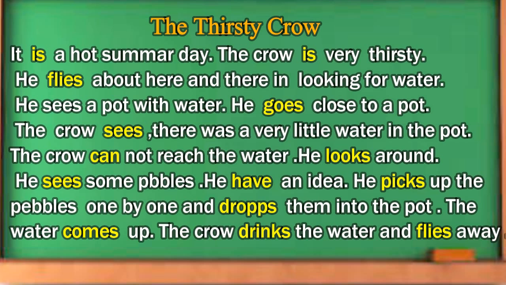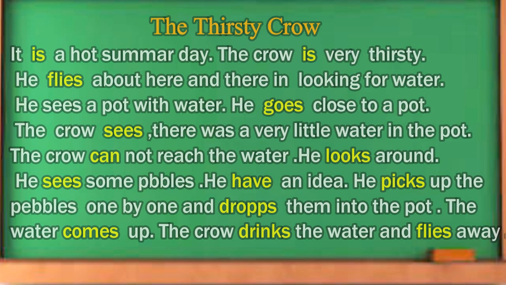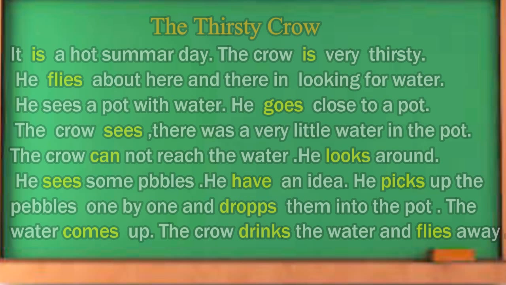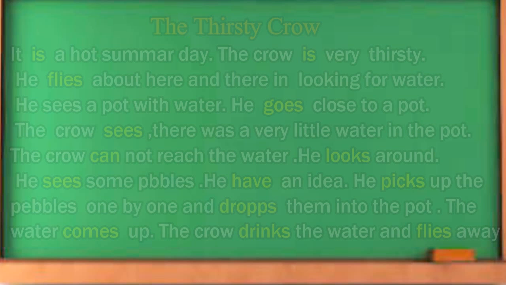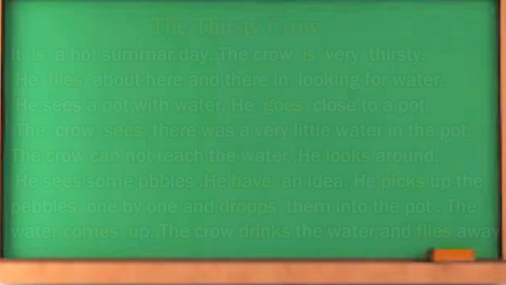The crow looks around. He sees some pebbles. He has an idea. He picks up the pebbles one by one and drops them into the pot. As the pebbles drop in the pot, the water comes up. The crow drinks the water and he flies away happily.